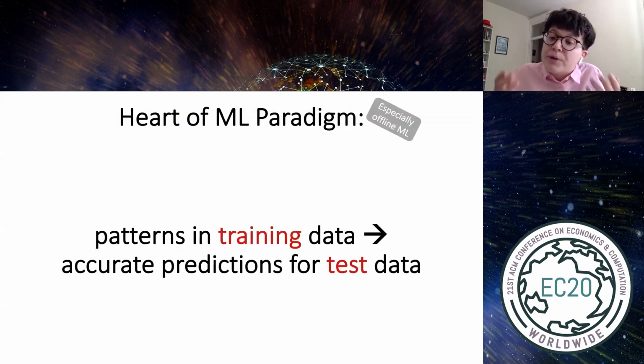And what really went wrong in these examples? Why are we seeing these types of manipulations in the deployment of machine learning algorithms? Well, at the heart of the machine learning paradigm, and it's especially true for offline machine learning, the patterns in the data can cause accurate predictions for the test data. That's true because both the training and the test data come from the same distribution, from the same population. So if you see patterns in your training data, then these directly correspond to accurate predictions in your test data.